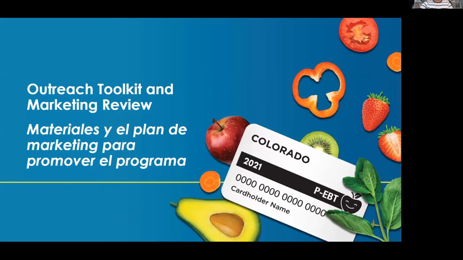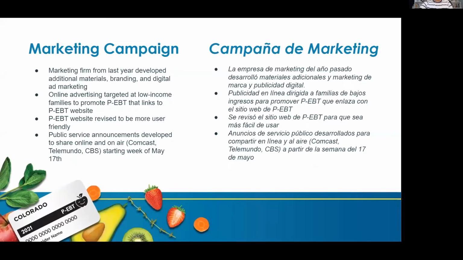Now let's review our outreach toolkit and our marketing campaign. So similar to last round of P-EBT, we partnered with a marketing firm to build off of our previous materials and images and developed additional materials, branding, and digital ad marketing. Our digital ads and online advertising launched May 5th and is targeted at families who may be eligible for P-EBT and links back to our P-EBT website. Also, our P-EBT website was revised to be more user-friendly, and I'll talk about that more in just a moment.